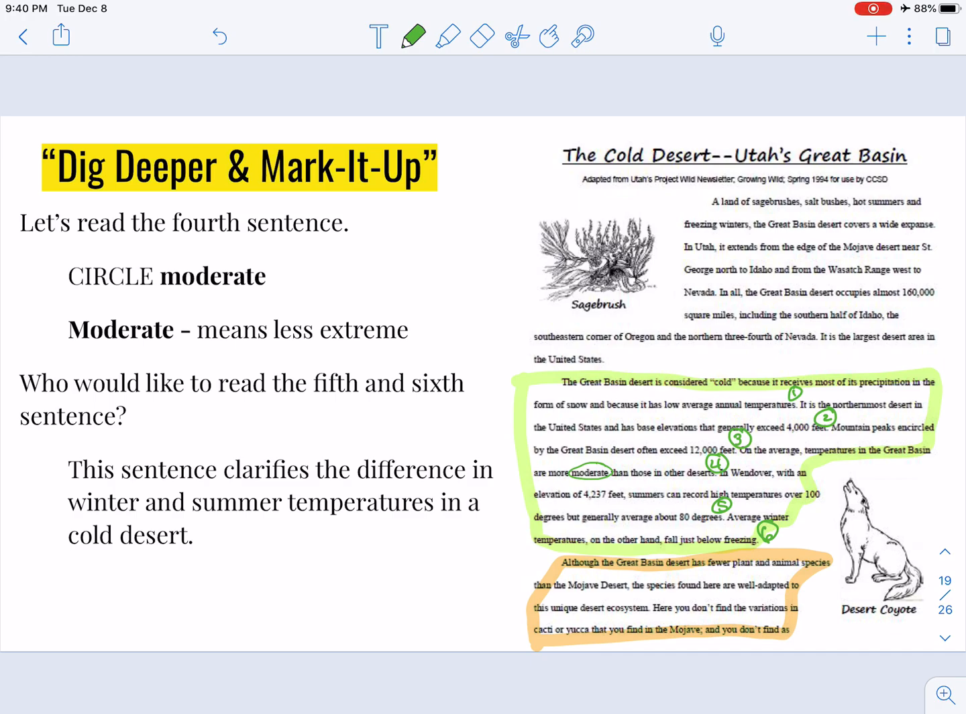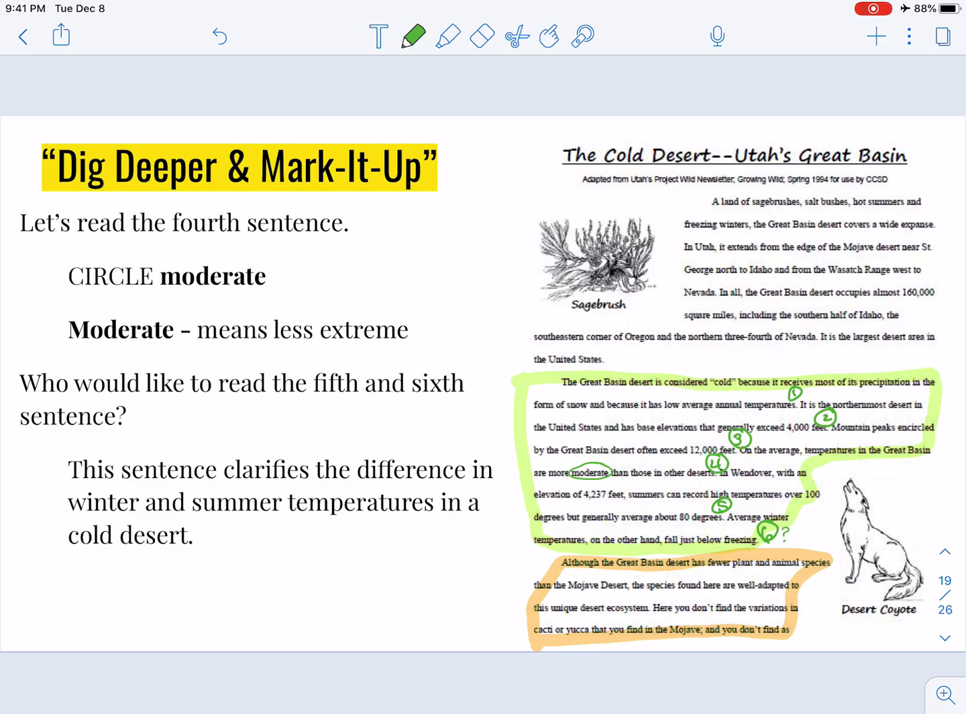Okay, now let's read the fifth and sixth sentence. We'll finish this off. In Wendover, with an elevation of 4,237 feet, summers can record high temperatures over 100 degrees, but generally average about 80 degrees. Average winter temperatures, on the other hand, fall just below freezing. Now, I have a question about that. I'm going to put a question mark right there.